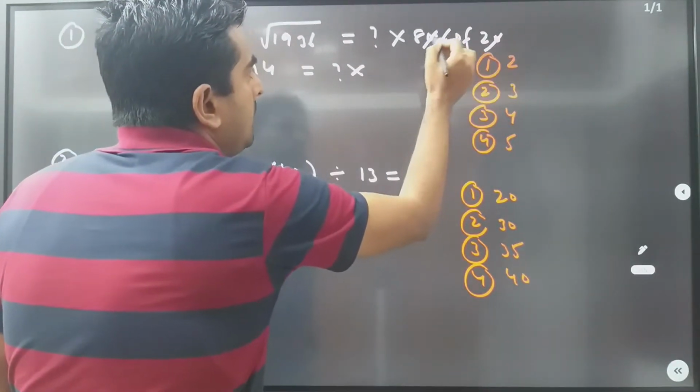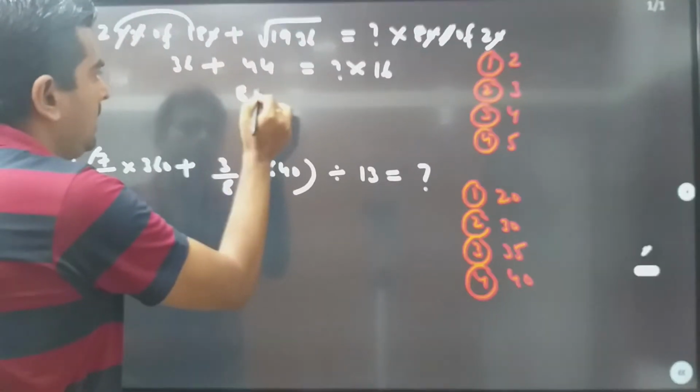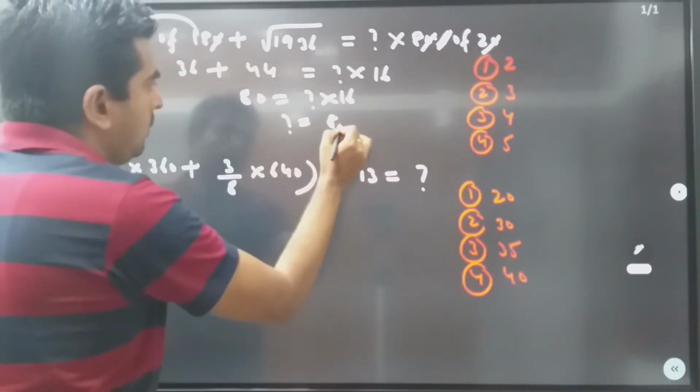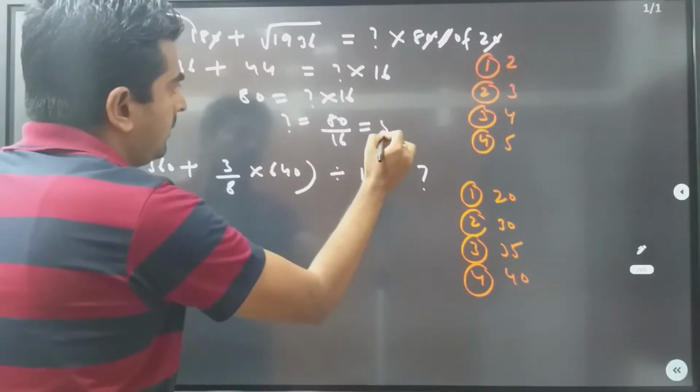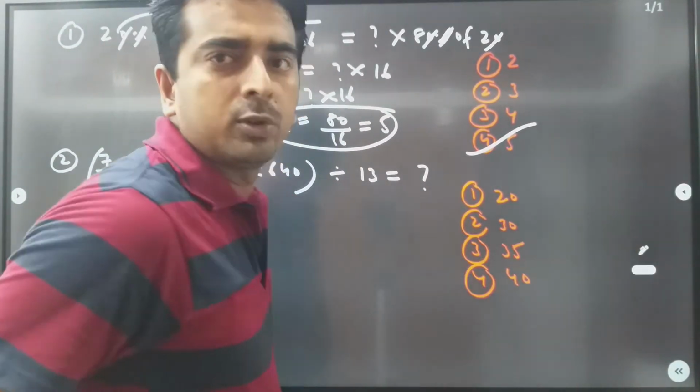So again the double zero and percent will go, this is 16, right? 80 is equal to question mark into 16. Question mark is equal to 80 by 16, which is 5. My answer is 5, which is nothing but the fourth option.